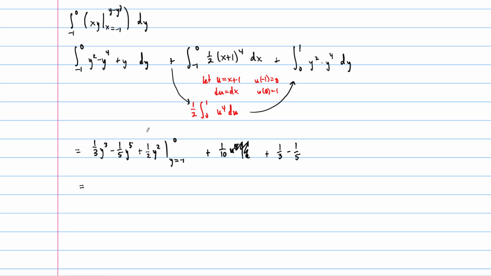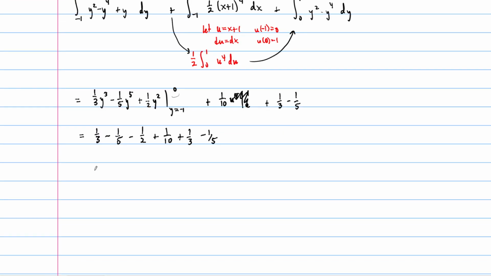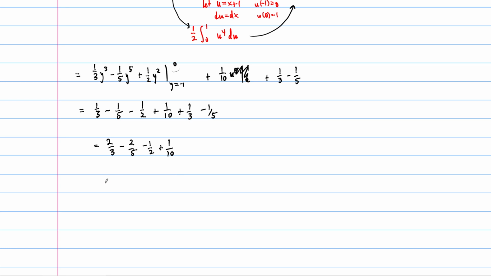So this one's going to be 0 minus a -1/3. So that's 1/3. This one's going to be 0 minus a negative and a negative, right? So this is going to be minus, 3 minuses. Minus from here, minus from here, minus from here. So minus 1/5. And then this one's going to be truly minus 1/2. And here we have everything else. We have our plus 1/10, our plus 1/3, and our minus 1/5. All right, so this is now 2/3 minus 2/5 minus 1/2 plus 1/10. All right, I think the common denominator is going to be 30 here.